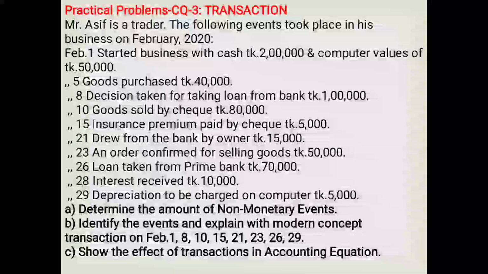This is a transaction. Dear students, from the above stem we have to answer three requirements. Requirement A, determine the amount of non-monetary events, the same as creative question number 1. Requirement B, identify the events and explain the modern concept of transaction on February 1, 8, 10, 15, 21, 23, 26 and 29. Requirement C, show the effect of transactions in the accounting equation.